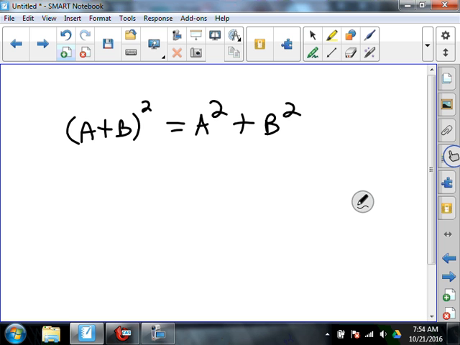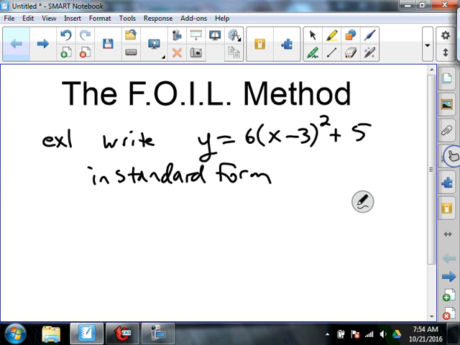Okay? So to be clear, this is not true. Okay? So in other words, a plus b, the quantity squared, does not equal a squared plus b squared. Okay? So that's where they go wrong in the first place. Everybody just wants to think, well, let's distribute this.